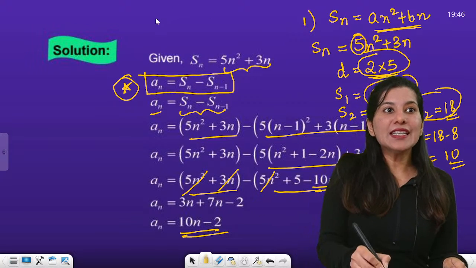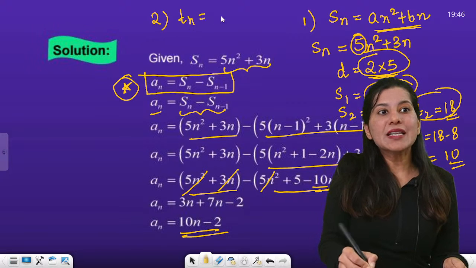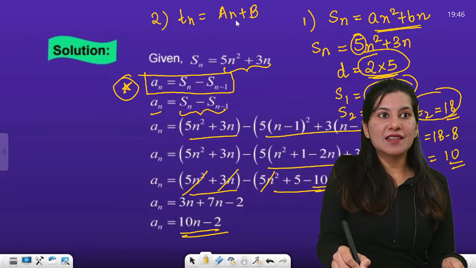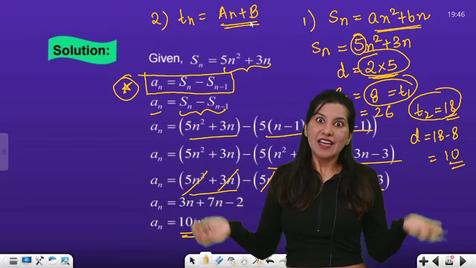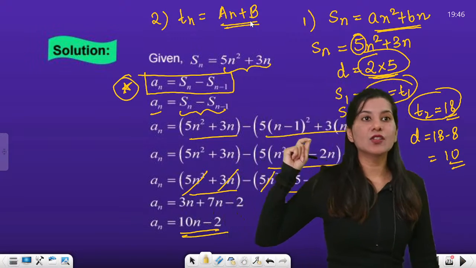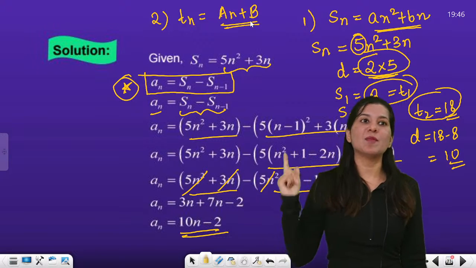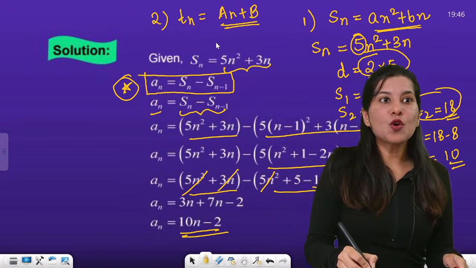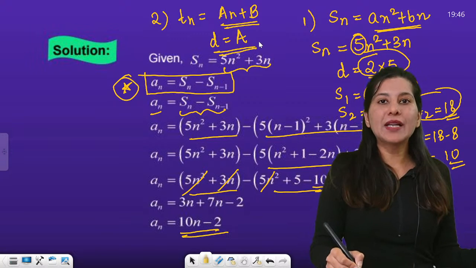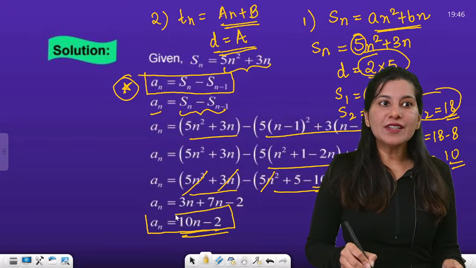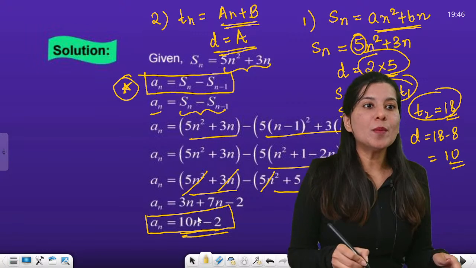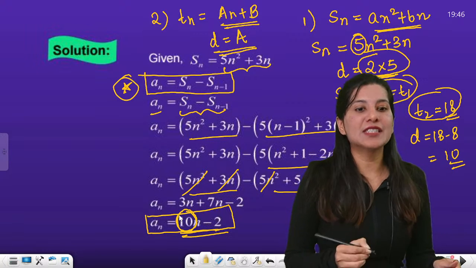The moment you see that your general term is a linear expression in n, like an plus b, then you can declare that this nth term represents an arithmetic progression. And this time your common difference will be directly your leading coefficient a. No need to multiply by 2 in this. So can you see, this is your general term and this is clearly a linear expression in n. What will be the common difference? So this 10 will be the common difference of the series.